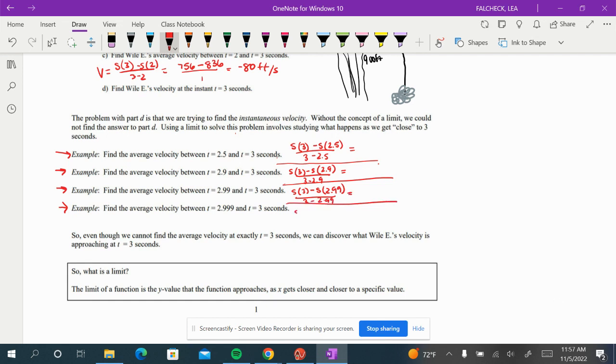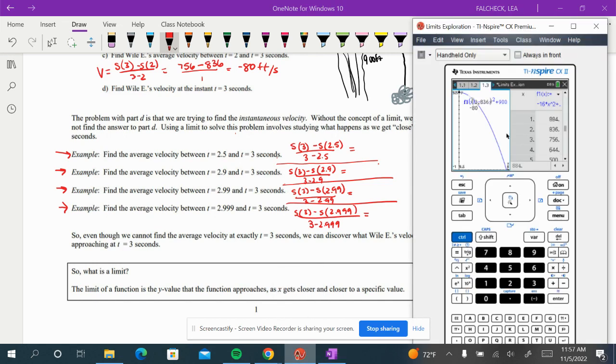Okay, and then for the last one, s of 3 minus s of 2.999 over 3 minus 2.999. Okay, so go ahead and pause the video, find all of those calculations. They could be really laborious if you don't use one special trick. So you're going to want to pull up the graph of the position function, right? And then to find the average rate of change, you're just going to go Control T, and then Control 6 should put the table on the next page. So you do Control 6, and then it should put the table on the next page for you, okay?